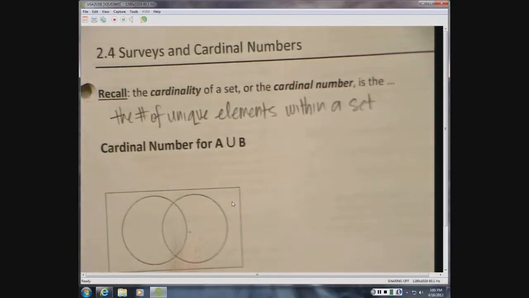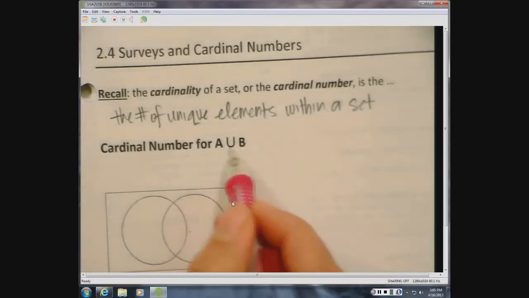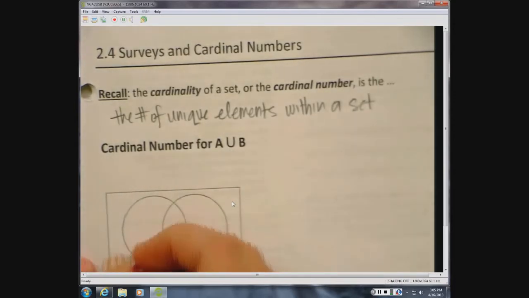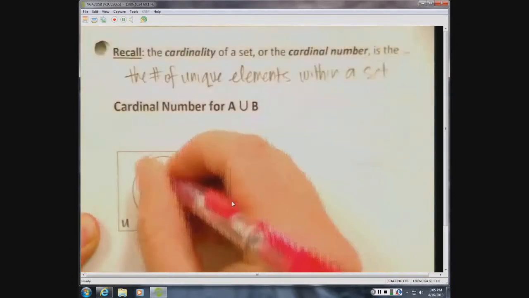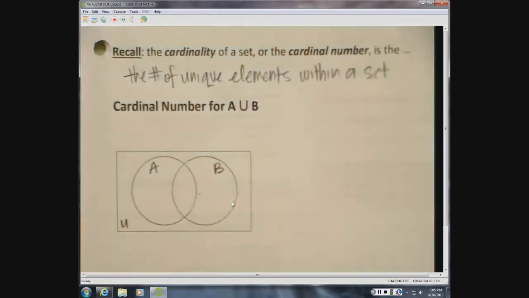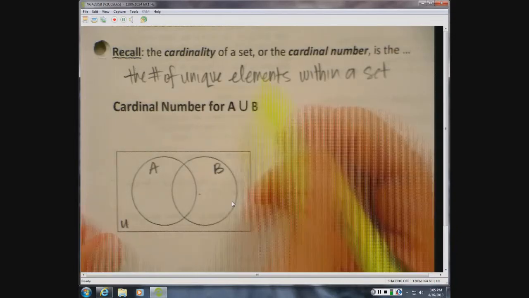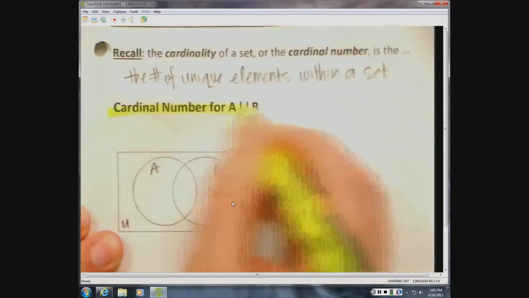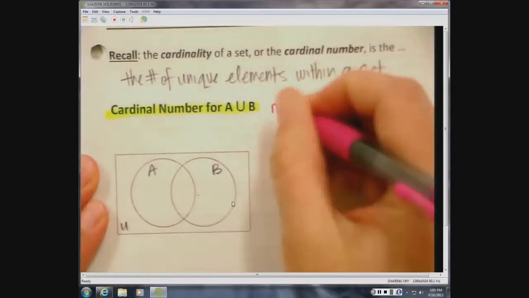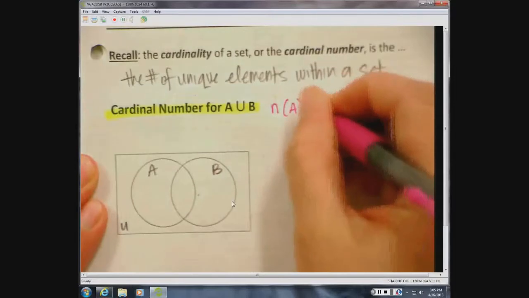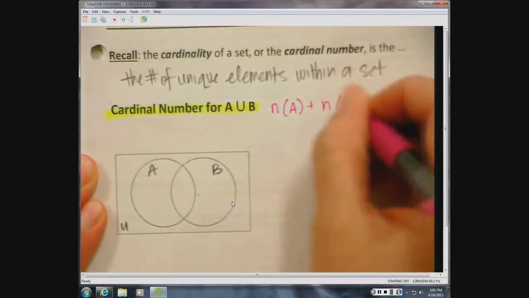So, what is the cardinal number for A union B? Suppose that this is my universal set, this is set A, this is set B. What could I use to show the number of elements in A union B? Well, the cardinal number for A union B is the number of elements in A plus the number of elements in B.